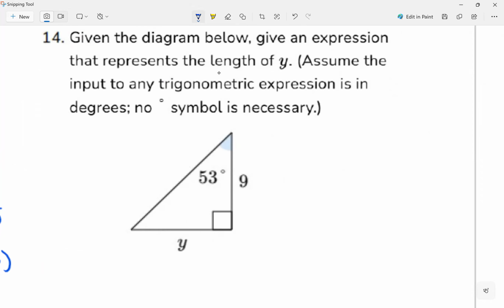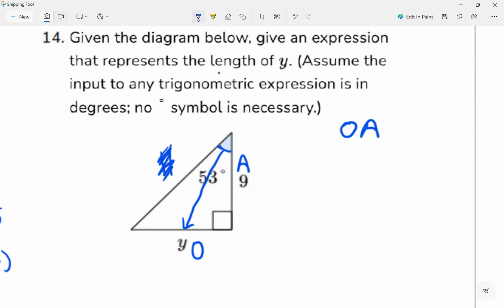Okay, so my 53 is this corner. That's where my theta is. So I know the biggest side is the hypotenuse. Here, farthest away, it's the opposite. So that means close to is the adjacent. I'm not using hypotenuse because I have no idea what the value of the hypotenuse is. So I'm using O and A.